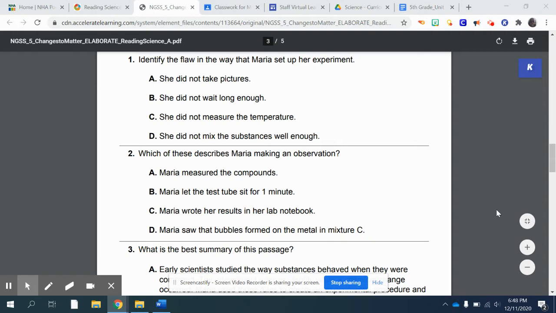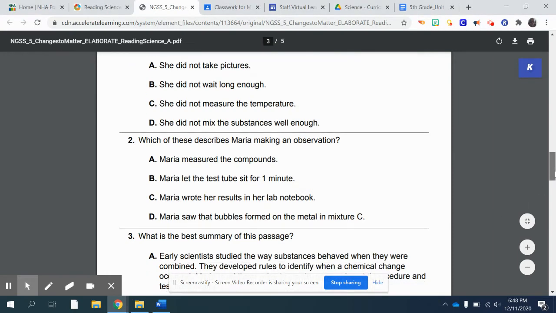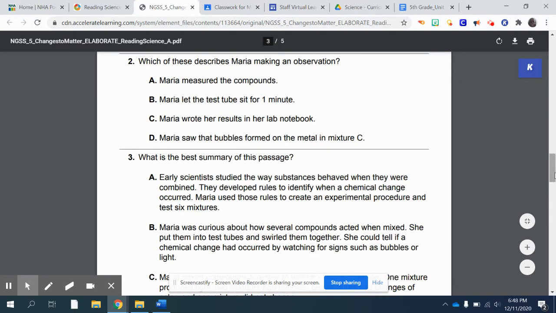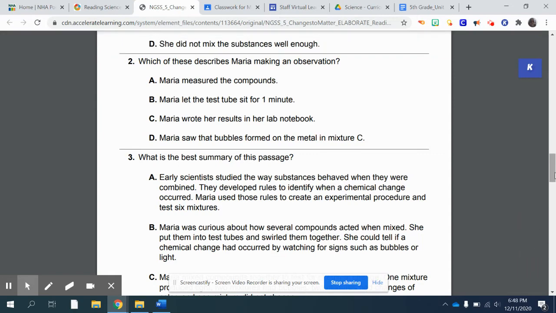Number 2, which of these describes Maria making an observation? A, Maria measured the compounds. B, Maria let the test tube sit for 1 minute. C, Maria wrote her results in her lab notebook. D, Maria saw that bubbles formed on the metal in mixture C.